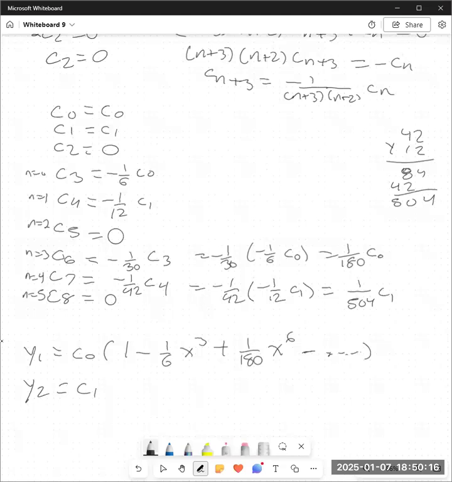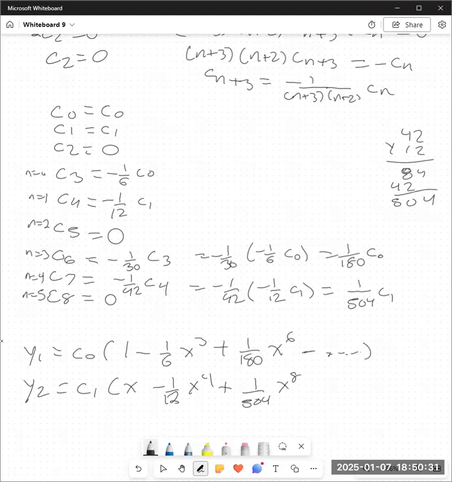Y2 is going to be C1 times x. And then the next one's going to be when we get to x to the 4th, so minus 1/12 x to the 4th plus 1 over 504 x to the 8th. And then that's going to be minus again, dot, dot, dot. And there's really no reason to try to find a closed form for that. That's enough because you have the formula that generates more constants.